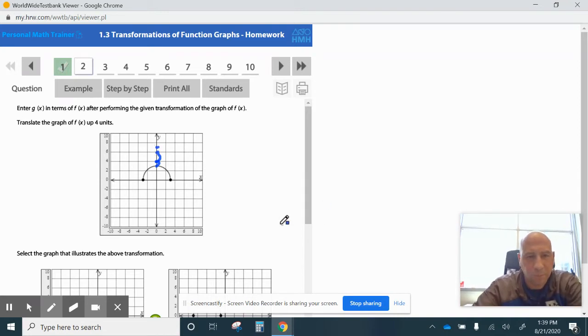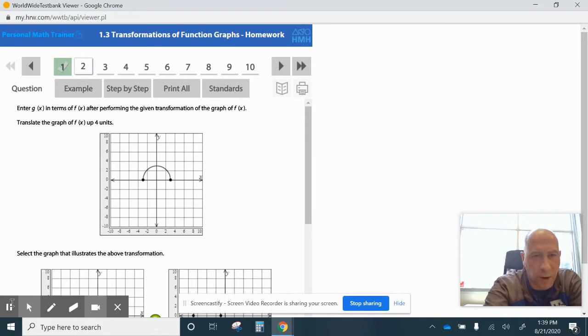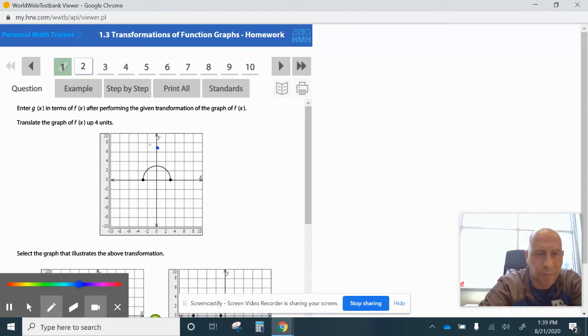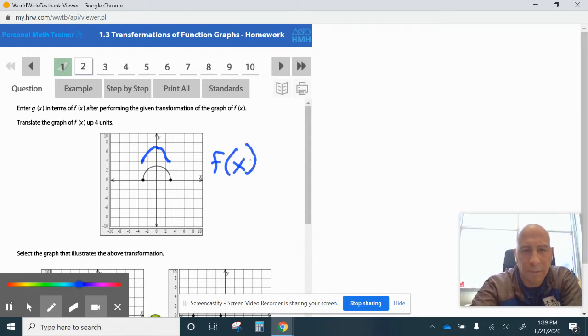Another way to look at it, and it might be easier, I just thought about it: you're at 3. We know we're adding 4. What's 3 plus 4? 7. So 7's right here. That's probably an easier way to look at it. Now, this one's easy because we're starting at 0. So we go up 2, 4. So we're right there. And then up 2, 4. That's their graph. Now, when we go up, the new function is f of x plus 4.